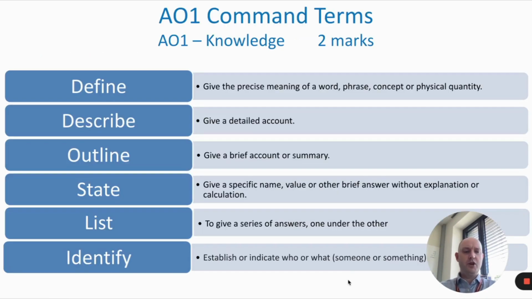So just to go through the command terms. For AO1, if you remember, this was knowledge. Every time you see an AO1 question, it will begin with one of these 6. These are called command terms. These are words which tell you what to do in the question. Define, describe, outline, state, list, identify. I'm not going to go through these in detail, but one of the most common ones you'll see is define, where you have to give the meaning of a word.